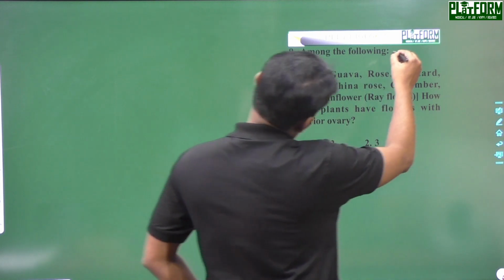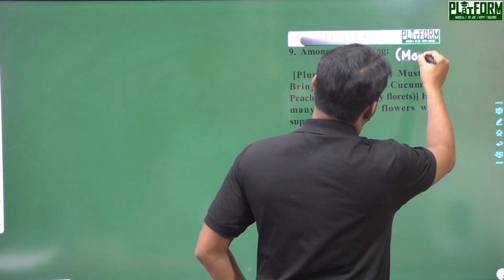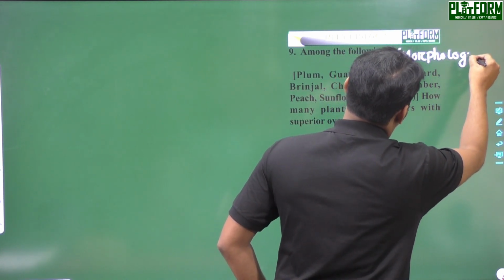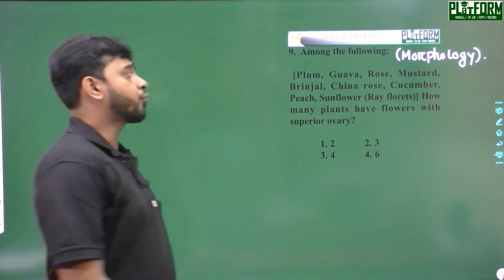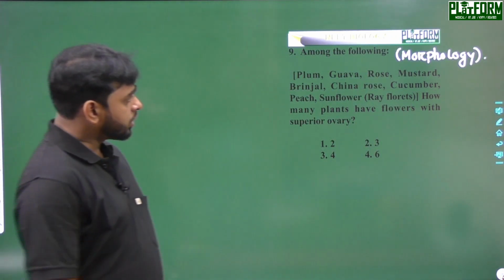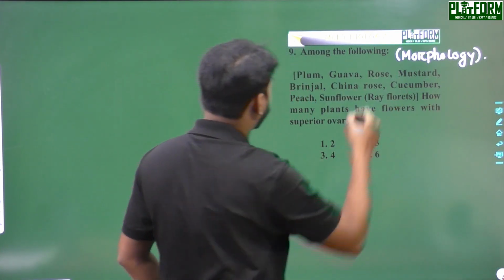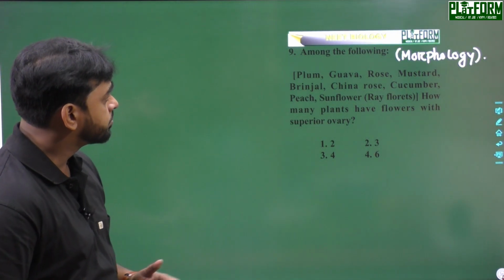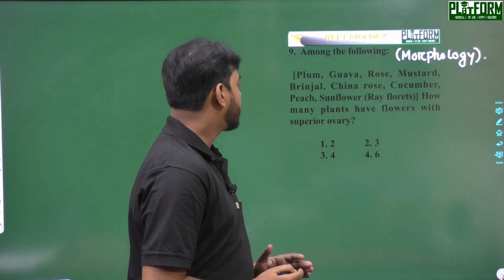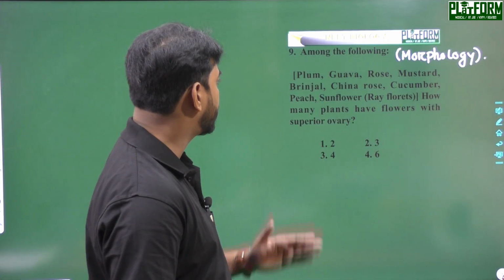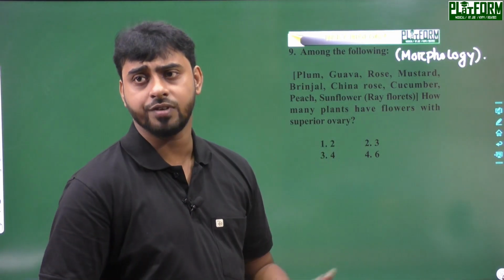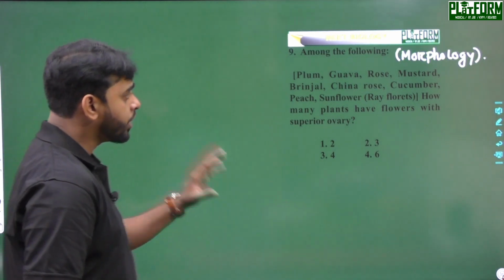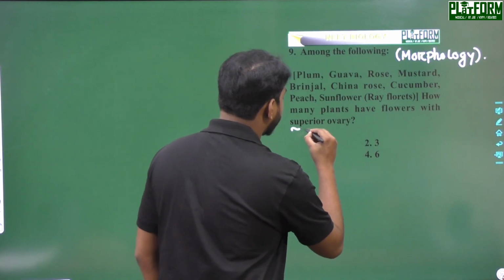This is also a question coming from the same chapter, morphology. Now, inside the bracket, there are a few plants which are given: plum, guava, rose, mustard, brinjal, China rose, cucumber, peach and sunflower. You have to identify among this group how many of them have a superior ovary.